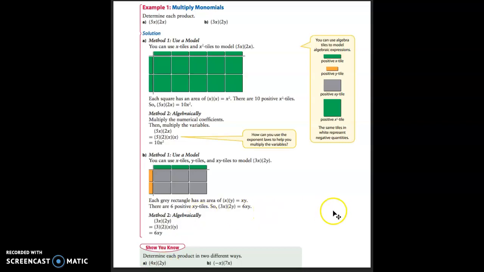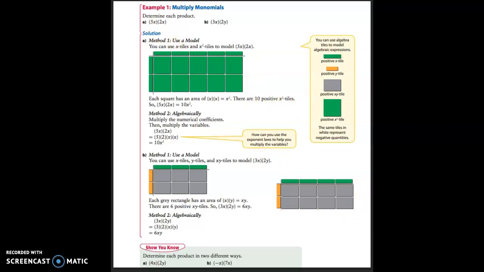Okay, so I assume you followed my instructions and you did pause the video and you have done it. So you can see right here, then you have 4 positive x tiles, and then you have 2 orange tiles, which represent positive y. So when you multiply each of them, a green tile and an orange tile gives you an xy tile, which is the gray tile, and you would have 8 of them. So the answer to this will then be 8xy.